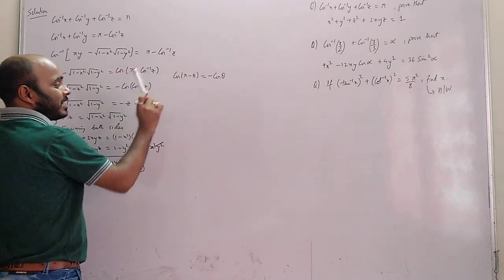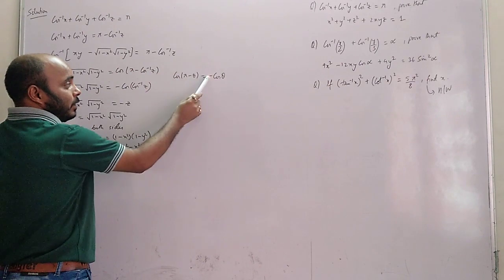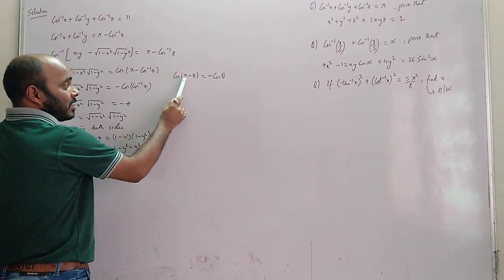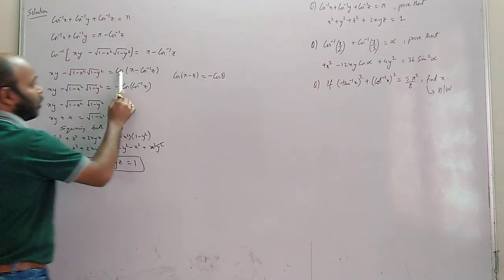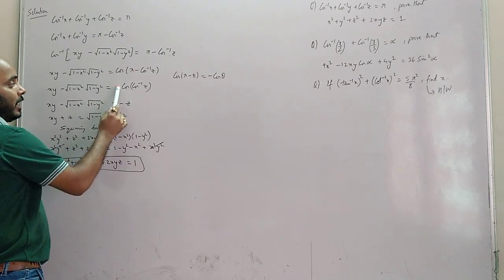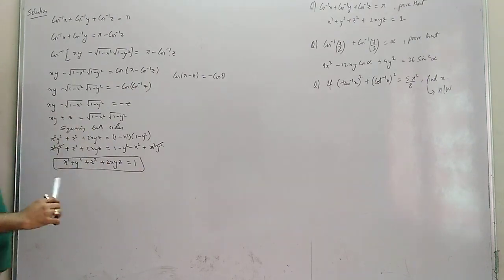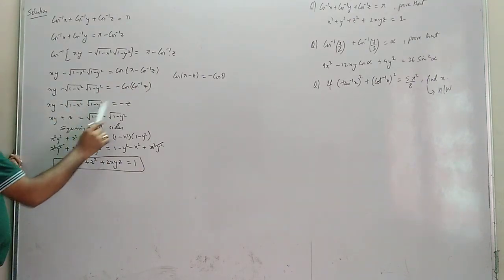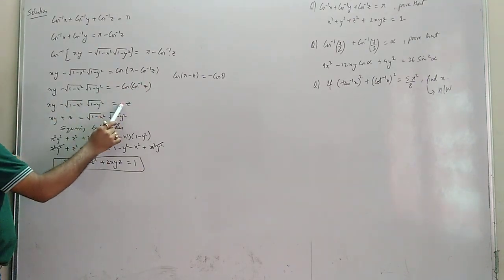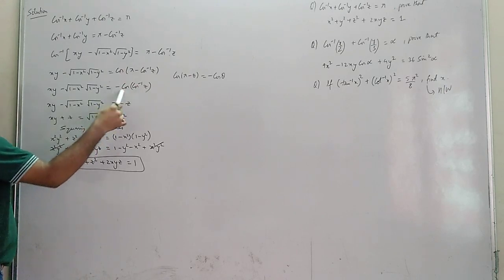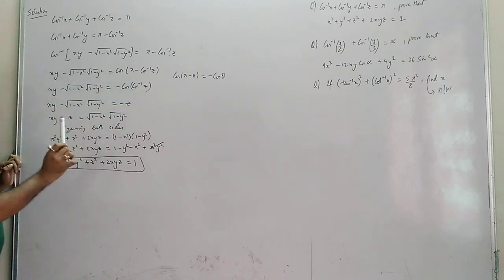Pi minus theta is in the second quadrant. In the second quadrant cos is negative, so minus. Pi is an unchangeable axis, so cos will remain cos theta. So cos of pi minus theta is minus cos theta, which is cos of cos inverse z. Minus will remain minus, and cos of cos inverse z gets cancelled, leaving z.